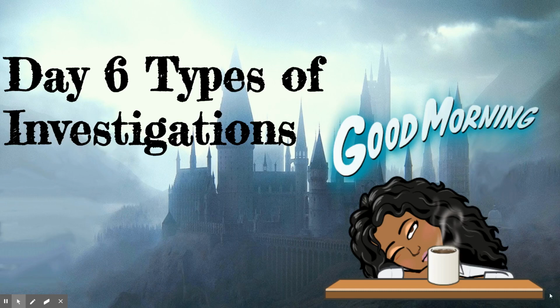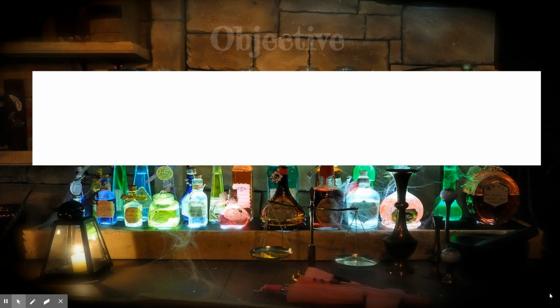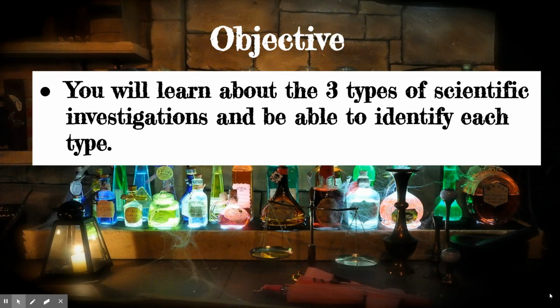So today is day 6. We're going to be going over the types of investigations. Our objective is you will learn about the 3 types of scientific investigations and be able to identify each type by the end of this lesson.